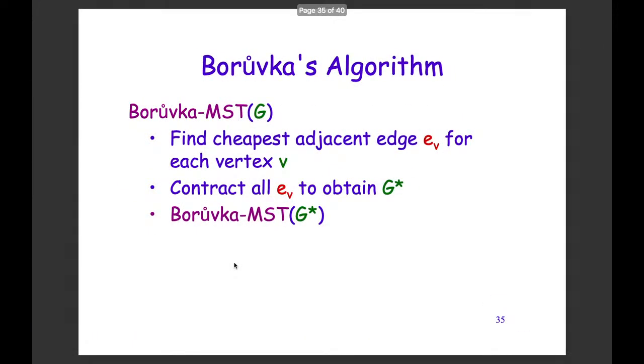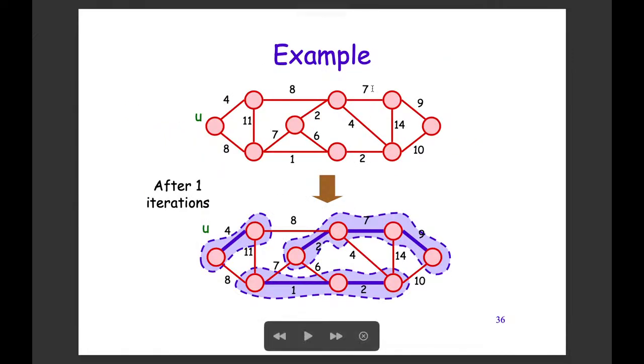So Borůvka is some kind of global algorithm again. We will look at the whole graph at the same time, and for each vertex, it will find out the cheapest edge that is connecting to it. But then what we do here is perform contraction simultaneously to obtain a smaller graph, and after that, we find the minimum spanning tree of the smaller graph. So let's see the example. This is the initial graph.